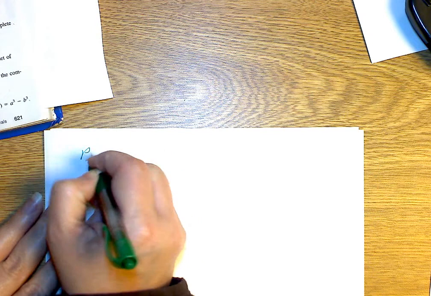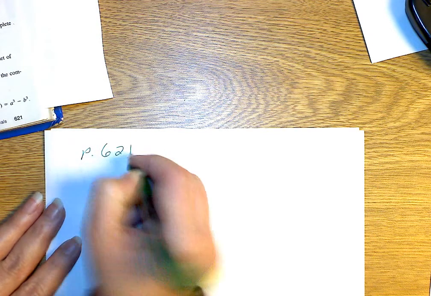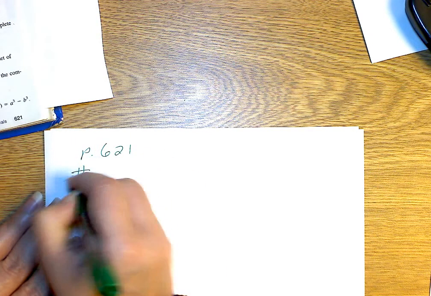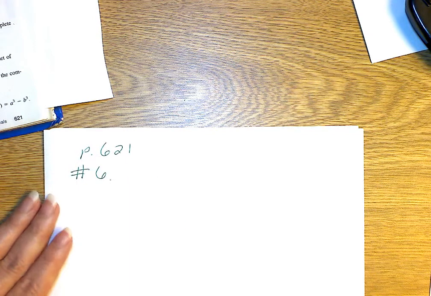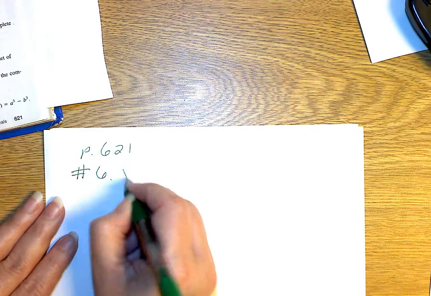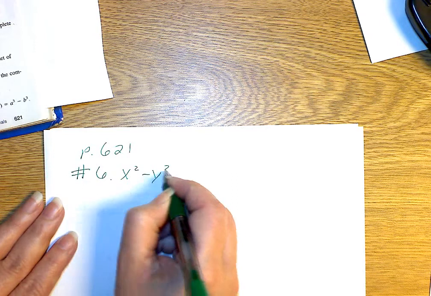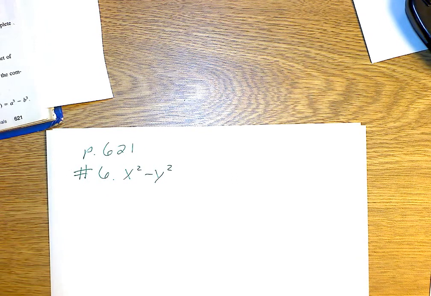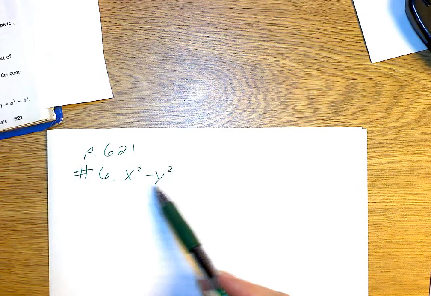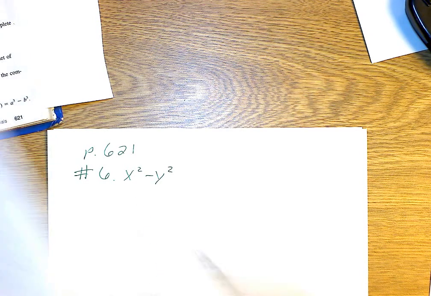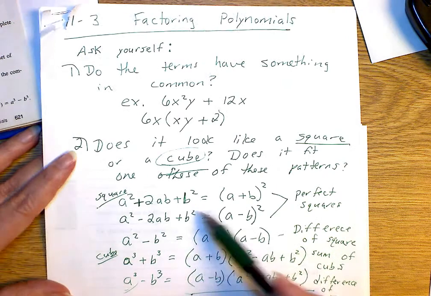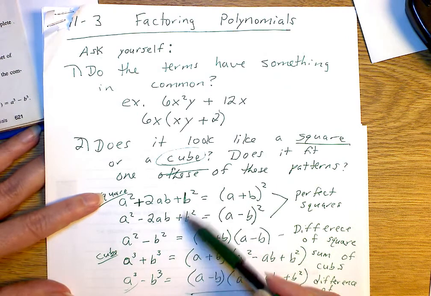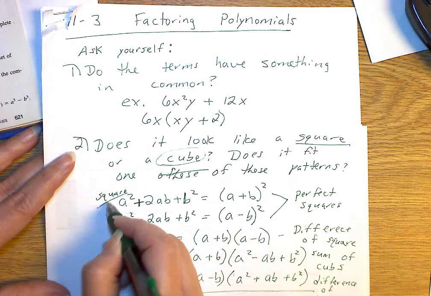All right, page 621, number 6. Number 6 says x squared minus y squared. In the directions it even says to look at your patterns and find out which one this falls into. So you have to look at your notes and see which one this looks like. Hopefully you all agree, and I'm going to number them so we can talk about them.